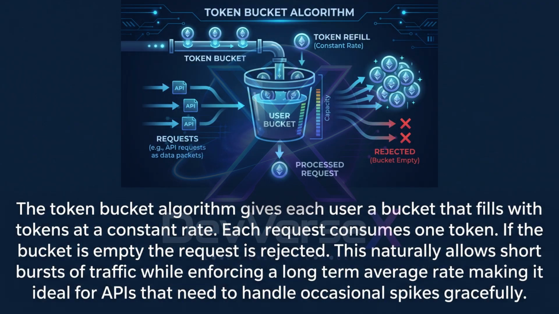The token bucket algorithm gives each user a bucket that fills with tokens at a constant rate. Each request consumes one token. If the bucket is empty, the request is rejected. This naturally allows short bursts of traffic while enforcing a long-term average rate, making it ideal for APIs that need to handle occasional spikes gracefully.